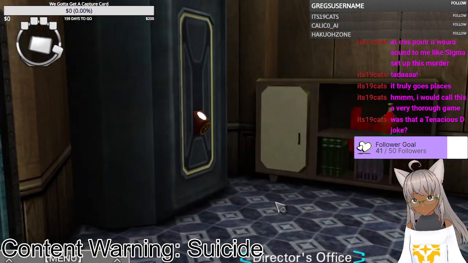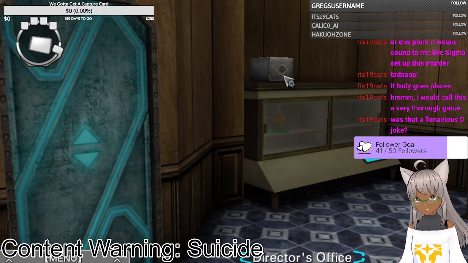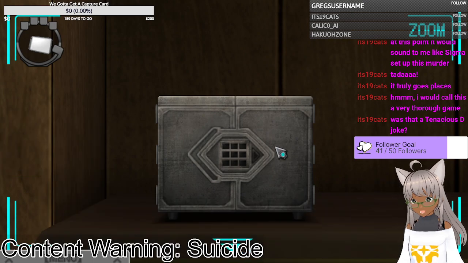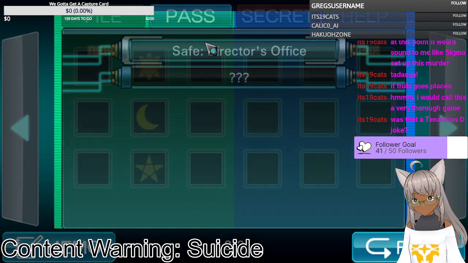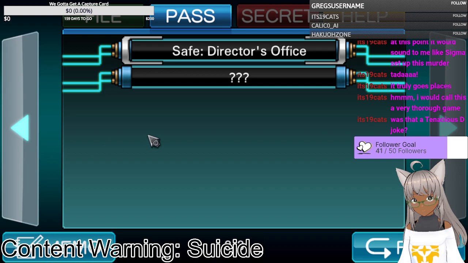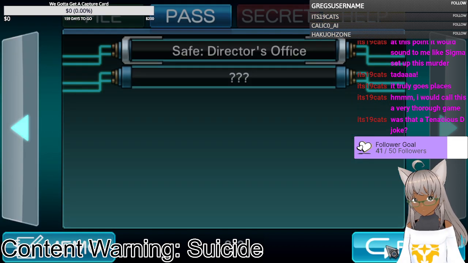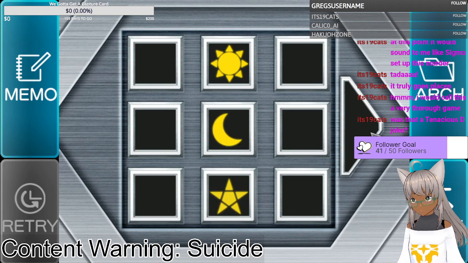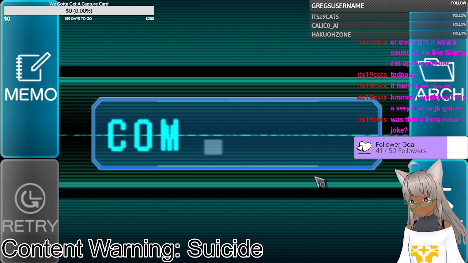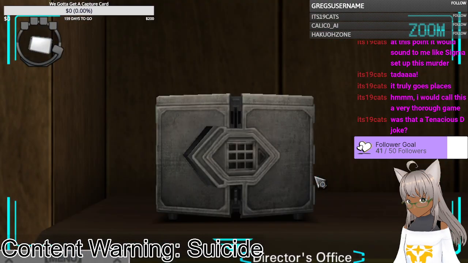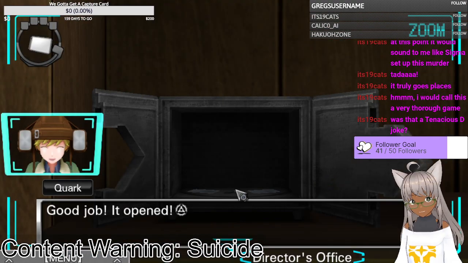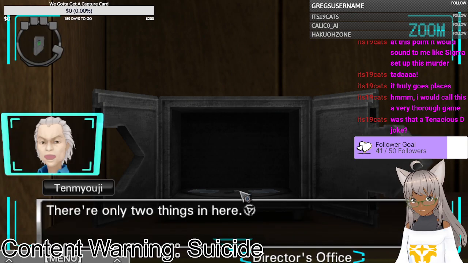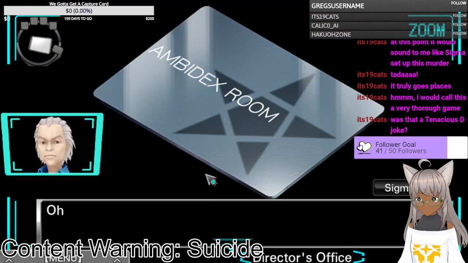Okay, so here's what we're gonna do. We're gonna use the escape code on the safe, and then I have a feeling something will be in the safe that will help us. I literally just forgot the password. Sun, moon, star. There we go. Okay. Yeah, I have a feeling there will be something in here that'll... There's nothing in here! There's just the star keys! There's no way!